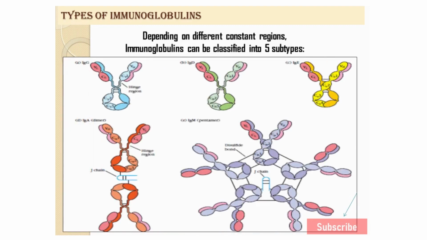Now let's take a look into the different types of immunoglobulins. Depending on the different constant regions present within the structure of the antibody, immunoglobulins can be classified into 5 subtypes: the IgG, IgD, IgE, IgA, and IgM.